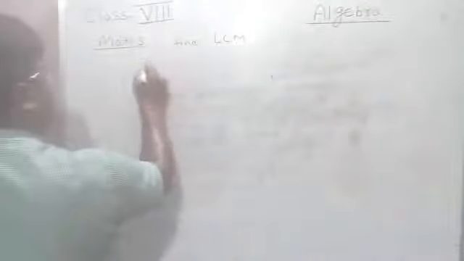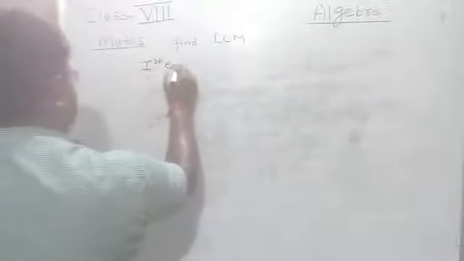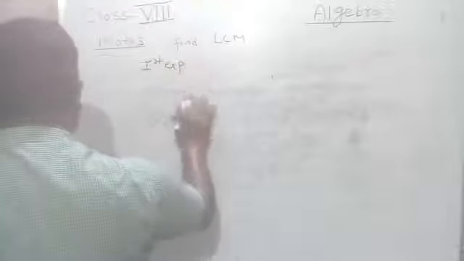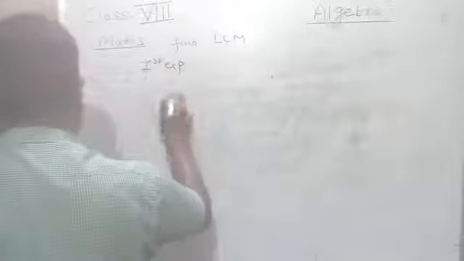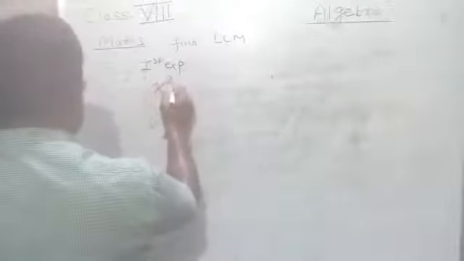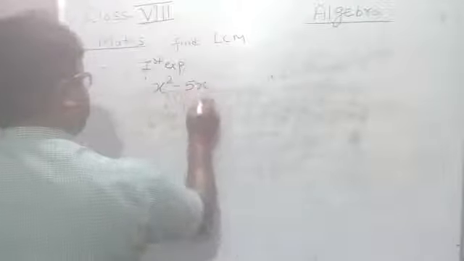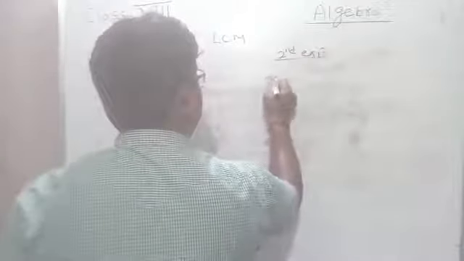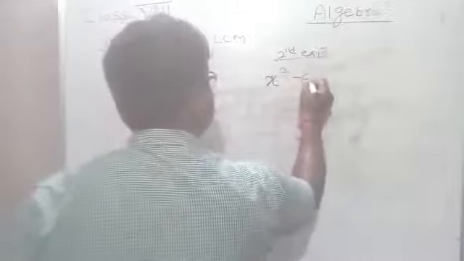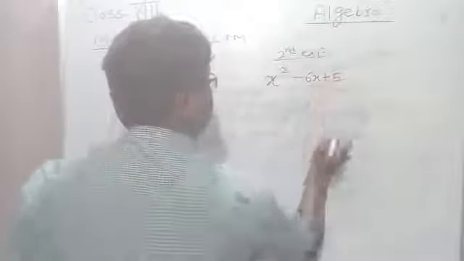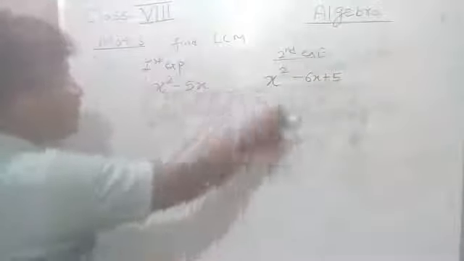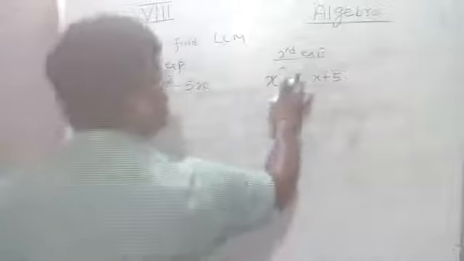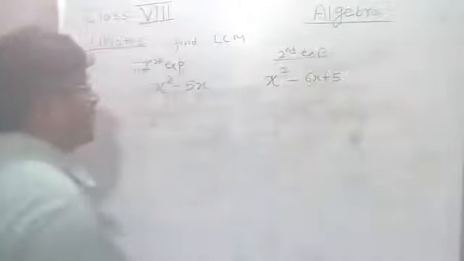Let your first expression be, I am directly writing down the expression. First expression be x square minus 5x. Okay, and your second expression be x square minus 6x plus 5. These two expressions we are going to find the LCM. So now let's start.